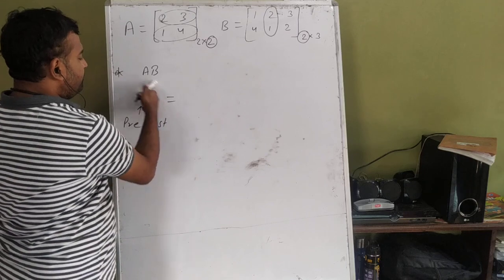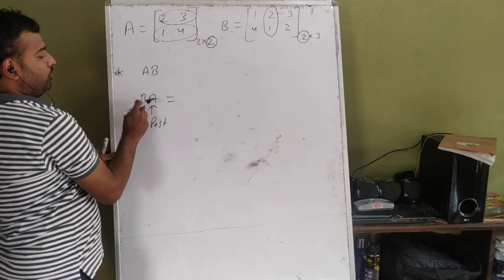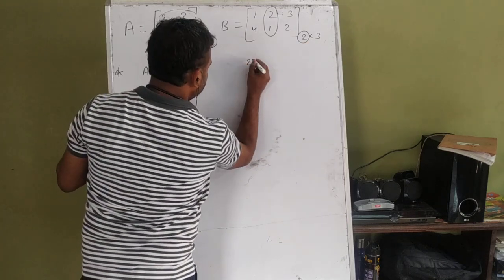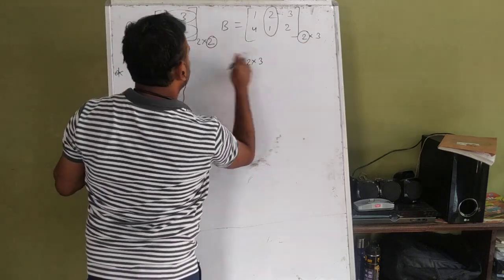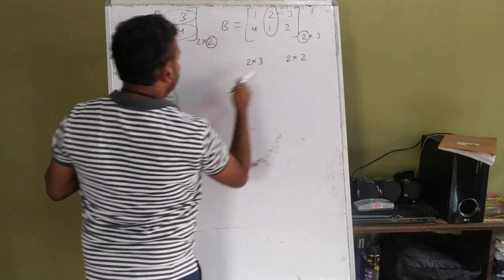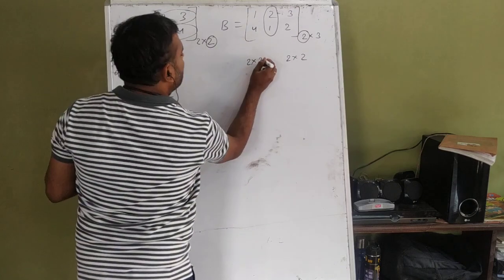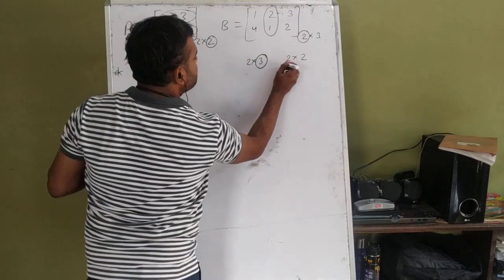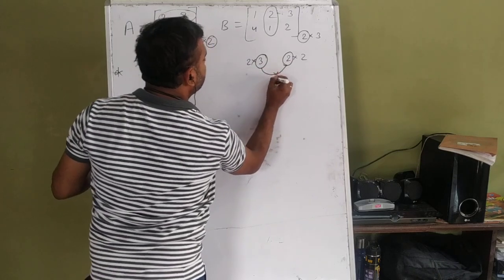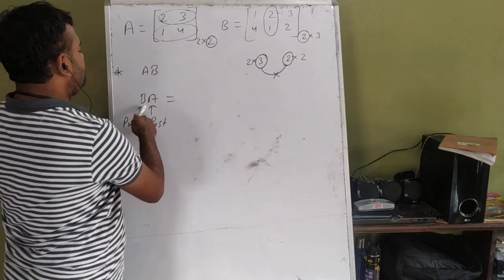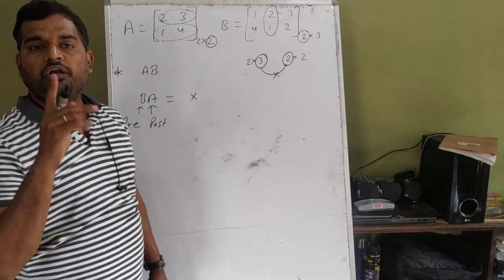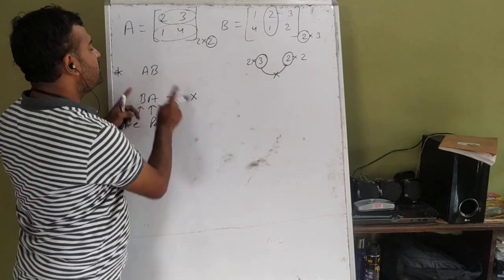Now for the product BA, what is the criterion for the first matrix? B is taken as the first, and now A is taken as the second. Then for the product BA, the column of the first matrix must be equal to the row of the second matrix. But here 3 and 2 are not equal. So can we see here that the product BA is not possible in this case? The product BA is not possible in this case.